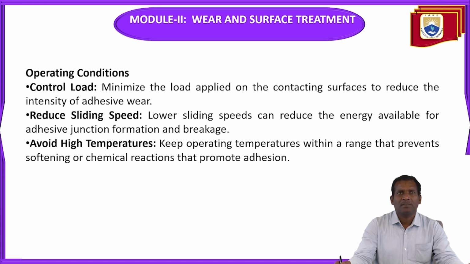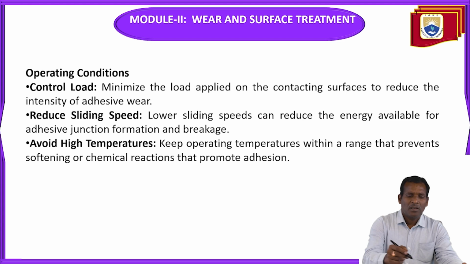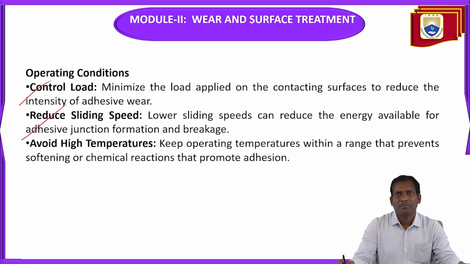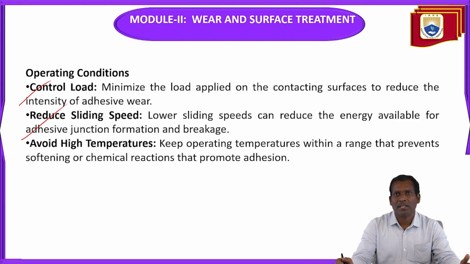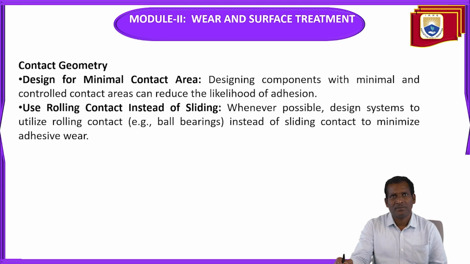Next, operating conditions. One is control load. Minimize the load applied on the contacting surfaces to reduce the intensity of adhesive wear. Reducing sliding speed. Lower sliding speeds can reduce the energy level for adhesive junction formation and breakage. So avoid high temperatures. Keep operating temperatures within a range that prevents softening or chemical reactions that promote adhesion. These are the operating conditions.